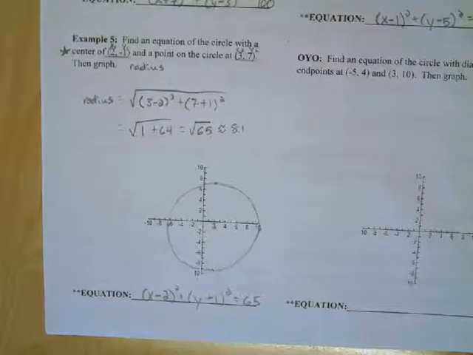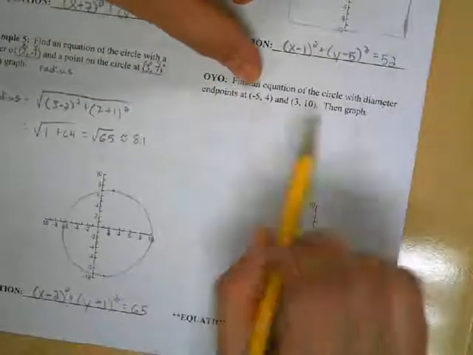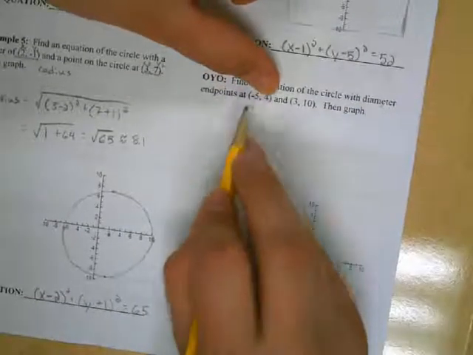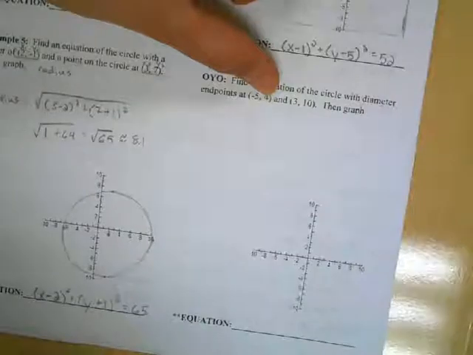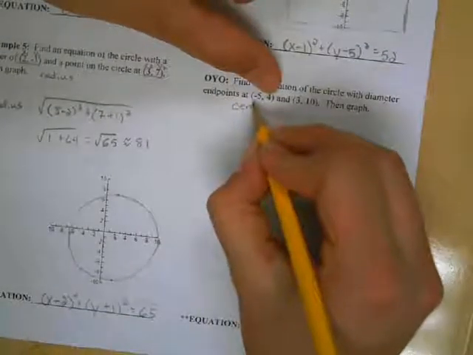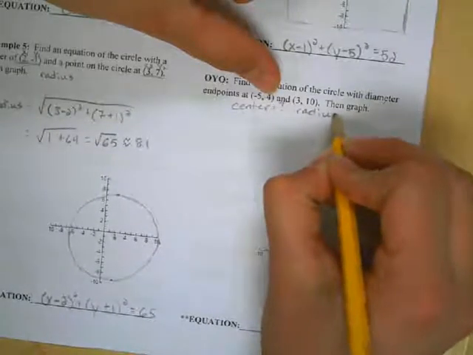Alright, you have it on your own. Please pause the video, see if you can do these on your own first. These ones are a little more difficult than the other ones, so make sure you try them. Once you have tried them and you're checking your answers, find an equation of a circle with diameter endpoints at -5, 4, and 3, 10. They didn't give me the radius, they didn't give me the center, so I need both. Center is what, and radius is what.